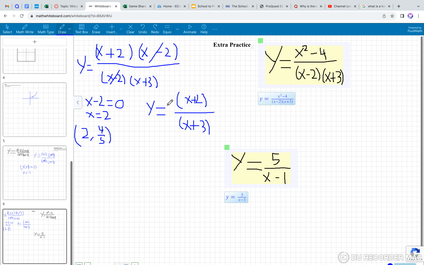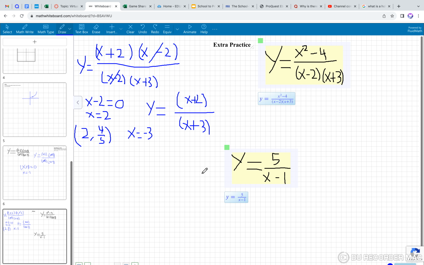Let's look for vertical asymptotes now. Let's look at the denominator for vertical asymptotes. We can set the bottom equal to 0, and I hope you can see that x would equal -3 when the bottom is 0. So there should be a vertical asymptote at x equals -3. Are there any more vertical asymptotes? Well, there's nothing else at the bottom, so it doesn't appear so.